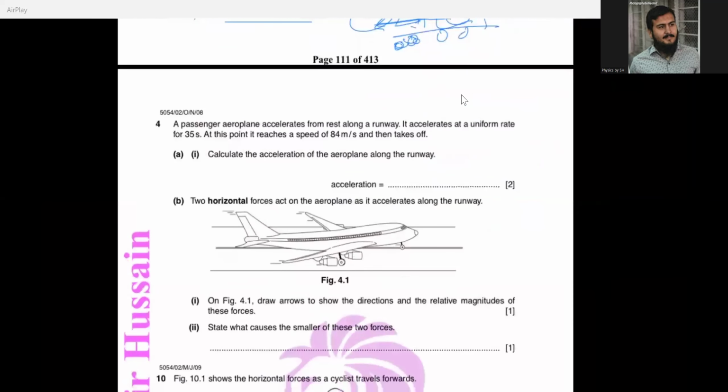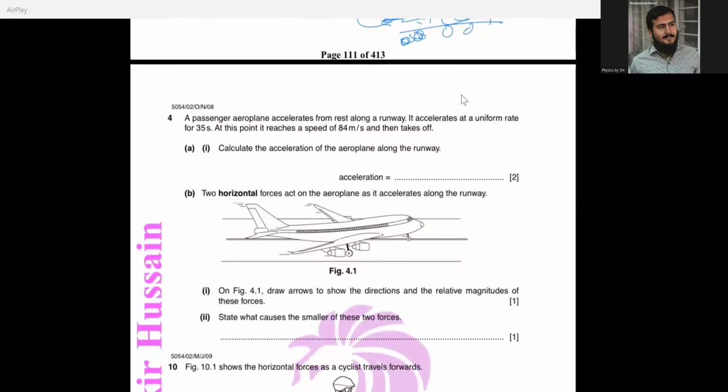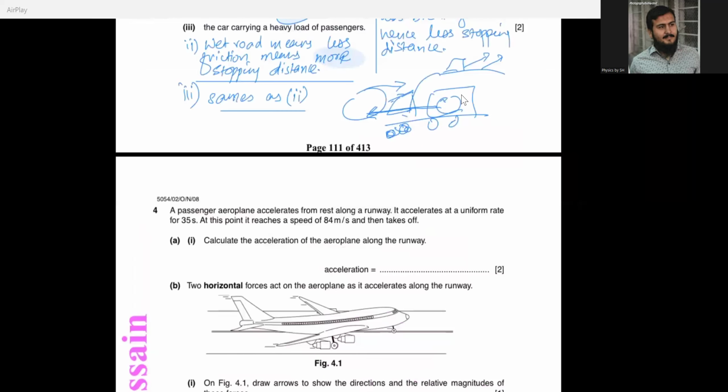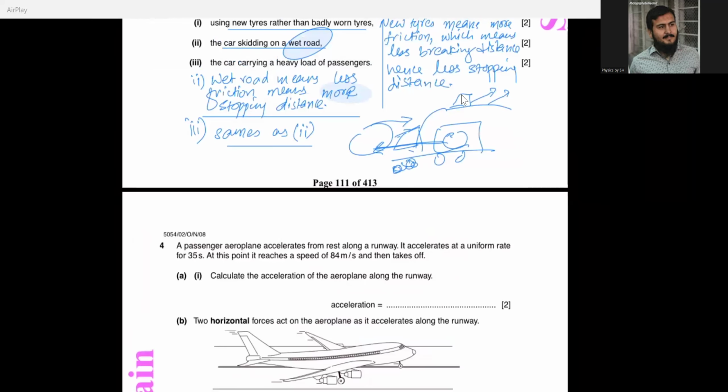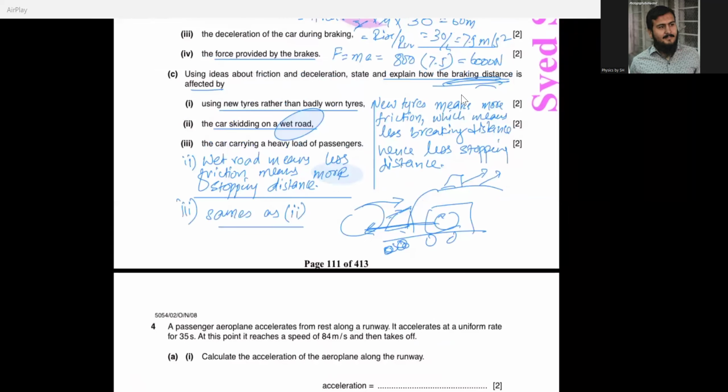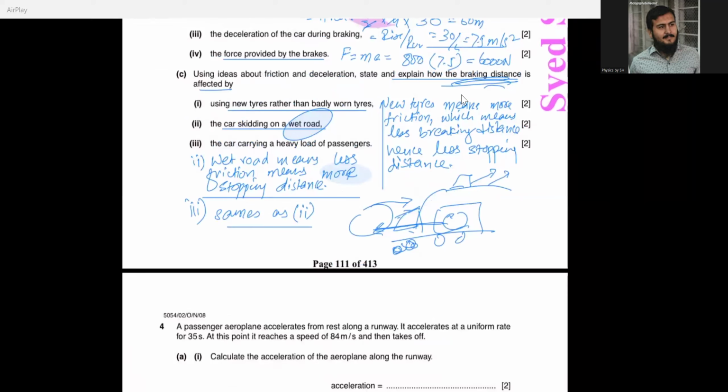Yes. चलो अब, so do I write passengers, more mass, more inertia, so more force will be applied, so less braking distance? It's for how many marks? 2 marks. So it's saying state ideas about friction and deceleration. State and explain. Okay. So ये idea use करना है। अब अगर मैं बात करूँ ना, car driving heavy load of passengers.